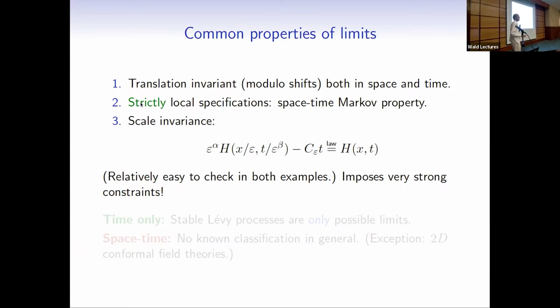And well, in both of these examples, one has a description of the limit, at least the conjectured limit in the second example, and one can check that these properties are satisfied. If it wasn't for space, so if you think of processes that only depend on time, what does this mean? It would be a process which has stationary increments and is scale invariant. That basically means the stable Lévy processes. So if there was only time, then the processes with that property would be the stable Lévy processes. That tells you what the possible exponents are that can show up, and for every exponent you have essentially one process, so you know exactly what kind of limit you get.